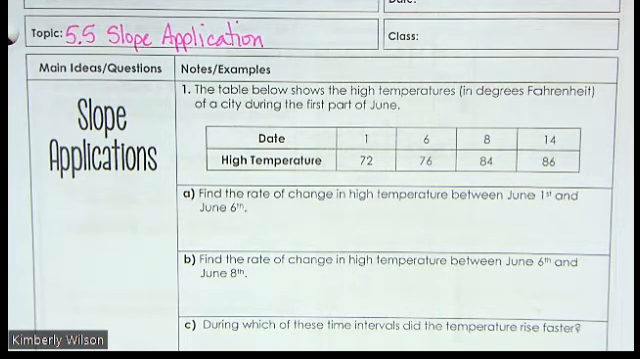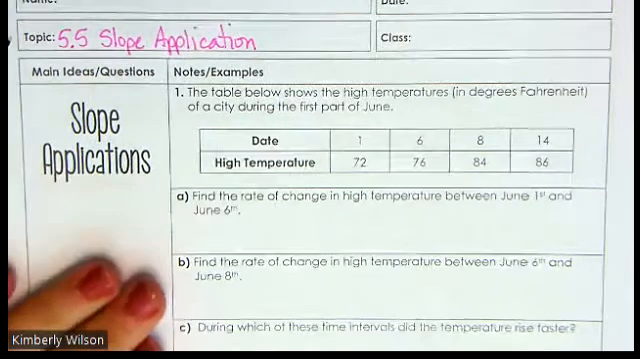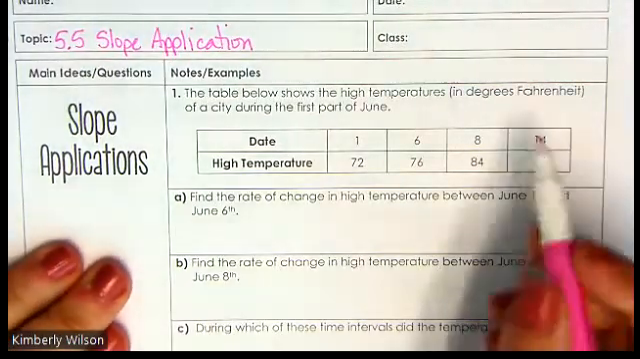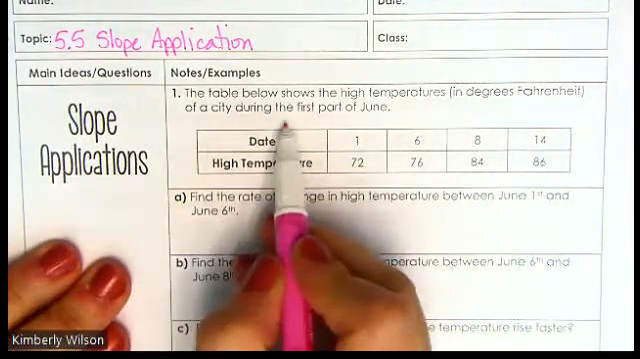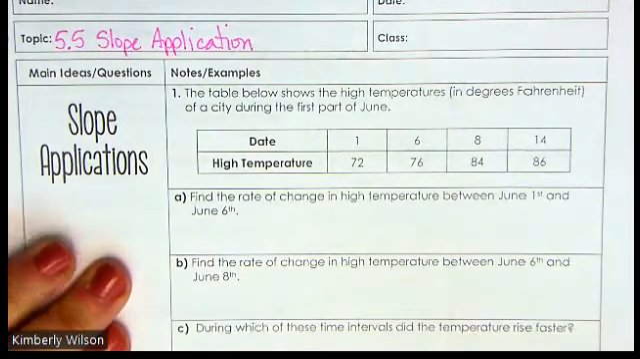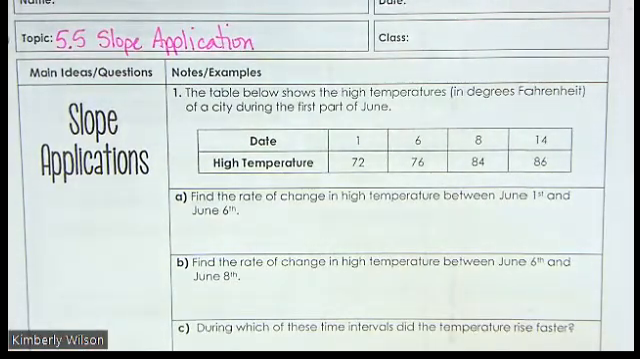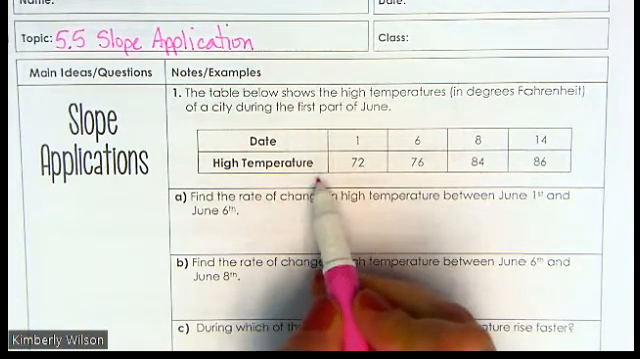So today we're going to pull in, when we're talking about slope, this is 5.5 slope application, when we're talking about it from a word problem scenario. Okay, so let's work a couple of examples. It says the table below shows the high temperatures in degrees Fahrenheit of a city during the first part of June. So it gives us the date and the high temperature.